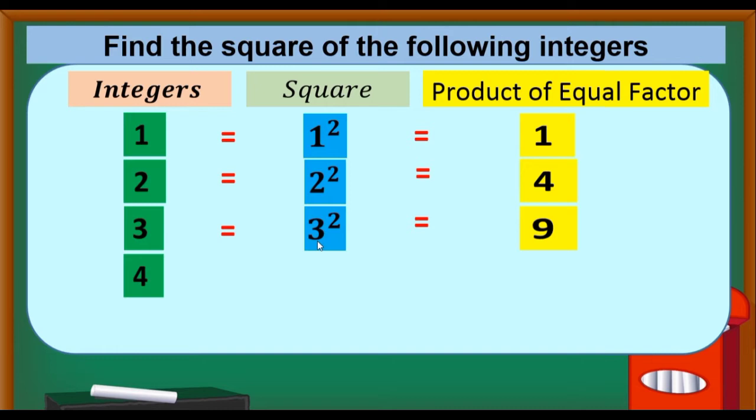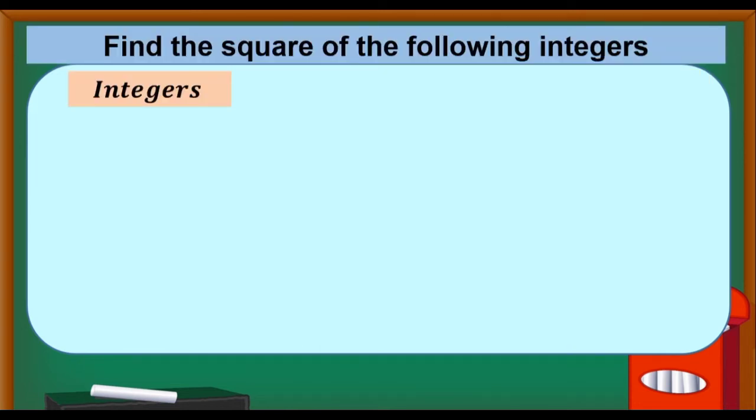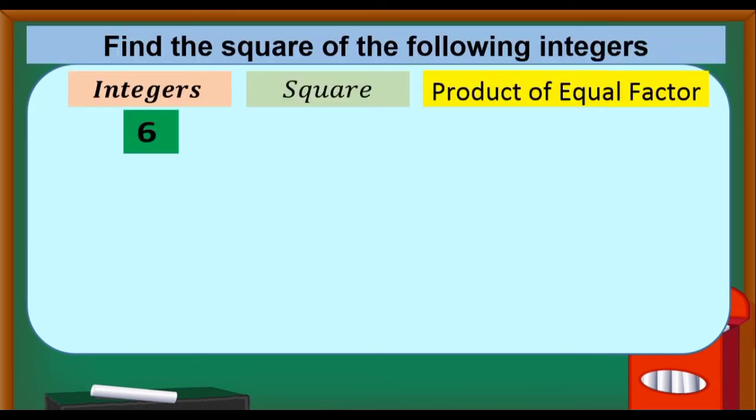Next one is 4. And that is 4 squared. So, ang 4 squared natin ay 4 times 4 is 16. And another one is 5. So, 5 squared, that is 5 times 5. And that is 25. Paki-screenshot. Mamaya, gagamitin natin yan. Na-screenshot nyo na ba? So, tumuloy na tayo. Another one, ayan, 6.